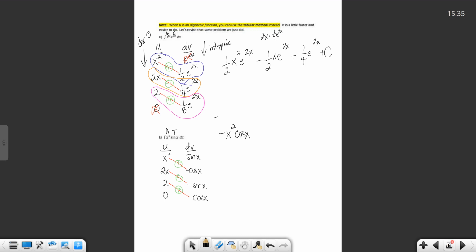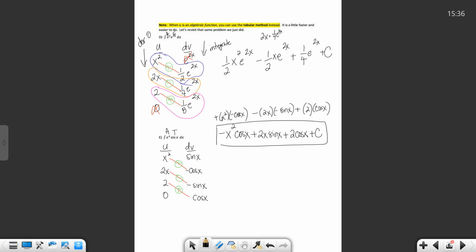And if you want to, you can put the positive in front and say, I'm multiplying an x squared and a negative cosine x. If you need to write it all the way out, do. The next one would be the negative sign, but then you're multiplying a 2x and a negative sine x, so that's going to switch it to a positive 2x sine x. And then the last one, you've got the positive sign, and then the 2 times the cosine x. So much faster than doing the box. But again, it only works when you use algebra.